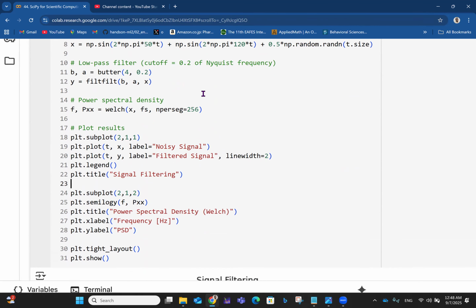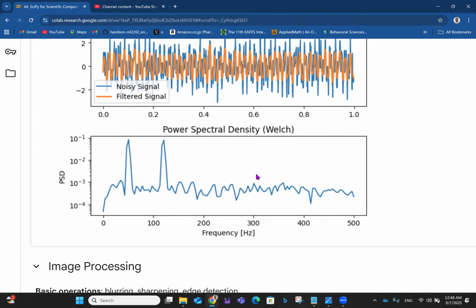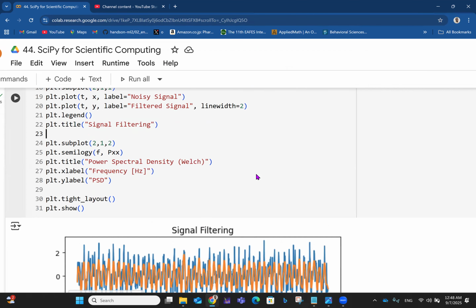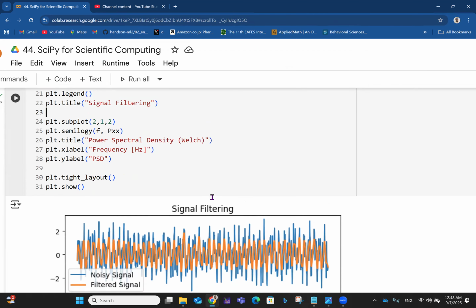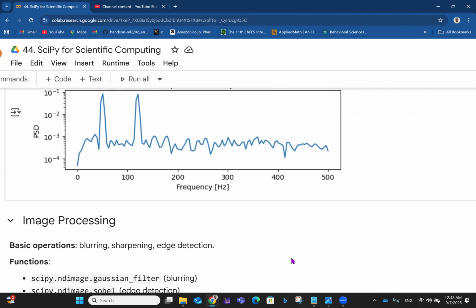So y is the filtered signal, as you can see, because we have applied lfilter to it. And then secondly, we have the power spectral density using the Welch approach for spectral density, which would have taken care of some variance troubles like that. And then we have all of this going like that.